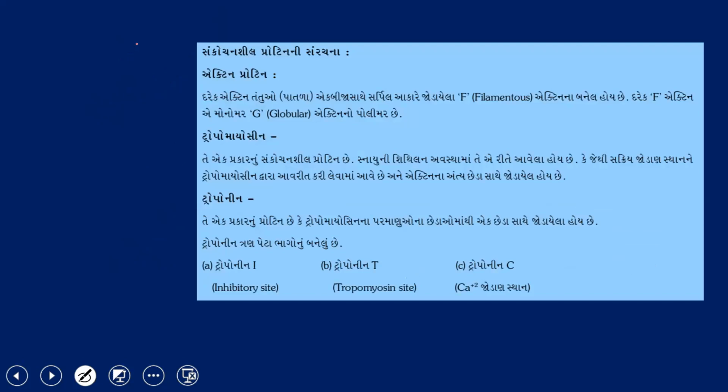Yes, sir. Now, you should know that troponin has three different sites: I, T, and C. This is the tropomyosin binding site, this is the calcium binding site, and this is the inhibitory site. Because as you know, this troponin mainly covers the regions for myosin binding on actin. That's why it has these three sites.